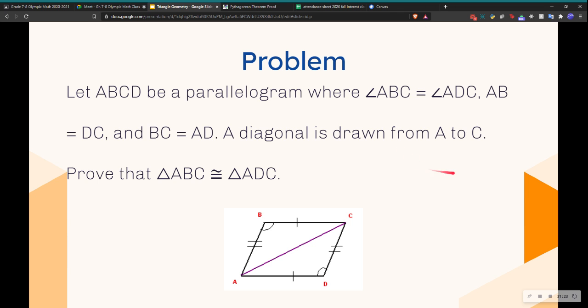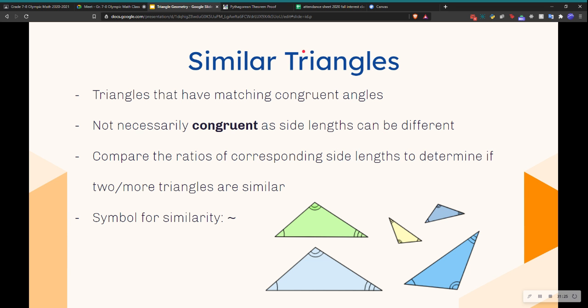No questions? Okay, let's move on. Let's go on to the next topic. Similar triangles. So what does similar triangles mean? So we're not talking about congruent triangles anymore. We're talking about similar triangles.